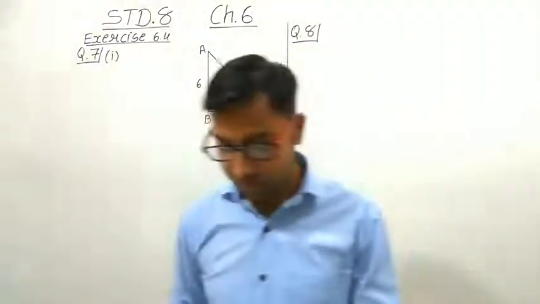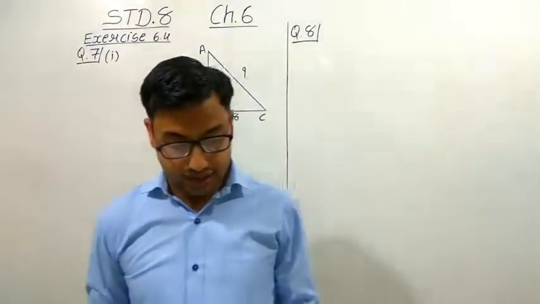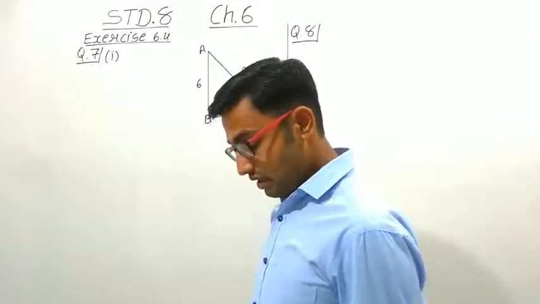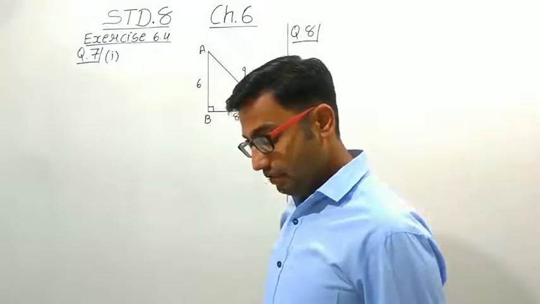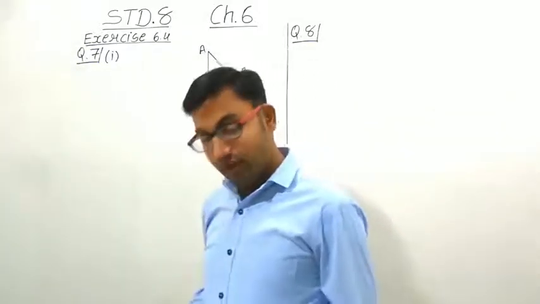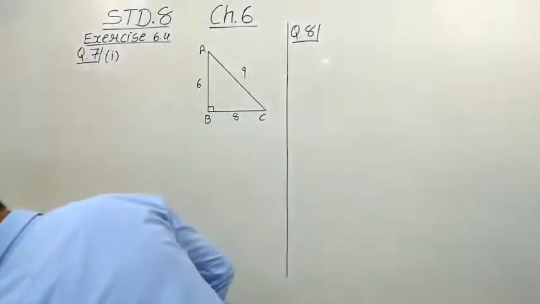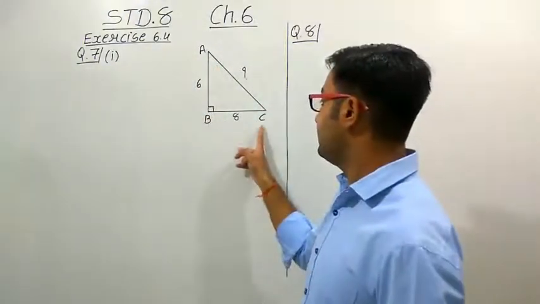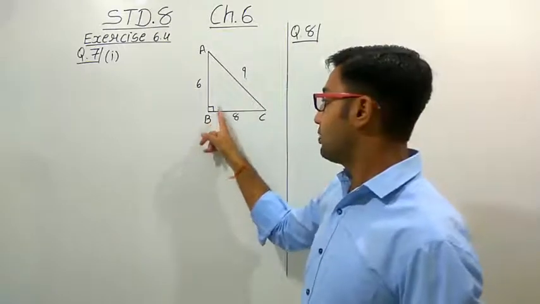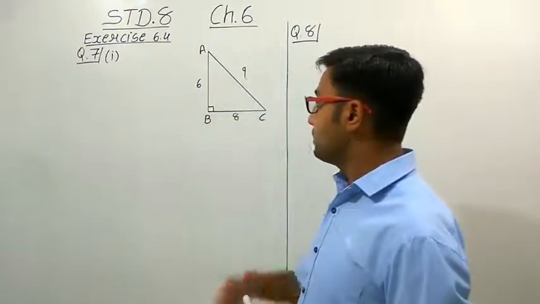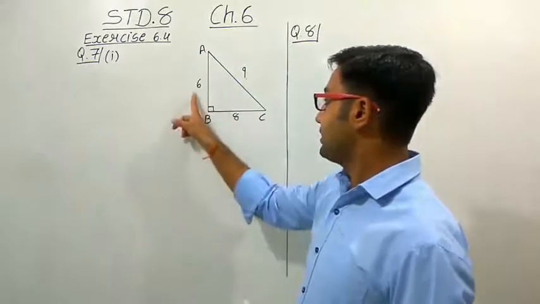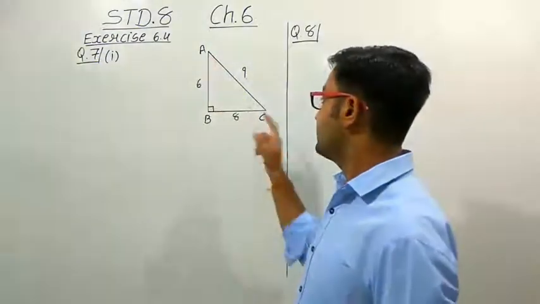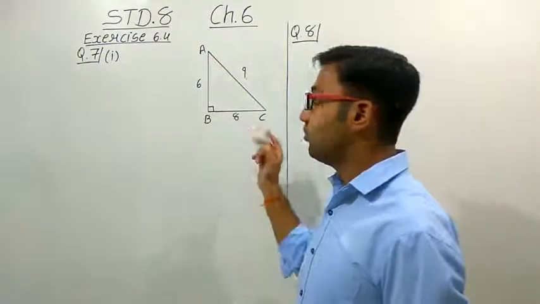The question is: in a right angle triangle ABC, angle B is equal to 90 degrees. If AB is equal to 6 centimeters and BC is equal to 8 centimeters, find AC. So here we have a right angle triangle ABC in which angle B is 90 degrees. Two things are given: side AB is 6 centimeters, side BC is 8 centimeters, and we have to find out the length of AC.